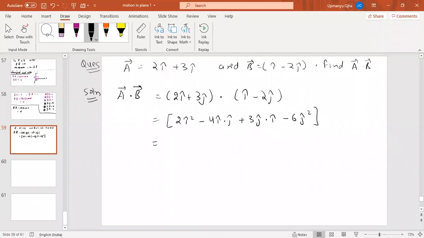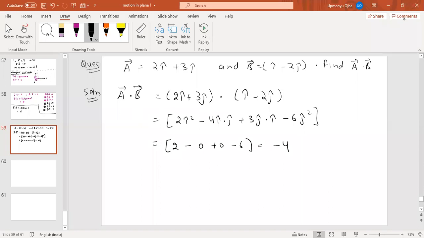Now, i cap whole square is 1. So can we write this as 2 minus 0 plus 0 minus 6? The answer will come as minus 4. So that is how we are multiplying. Yes, that is how we multiply A dot B.